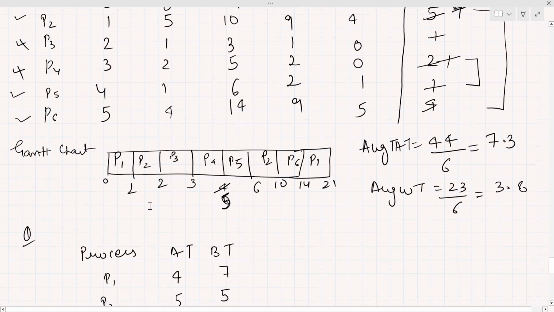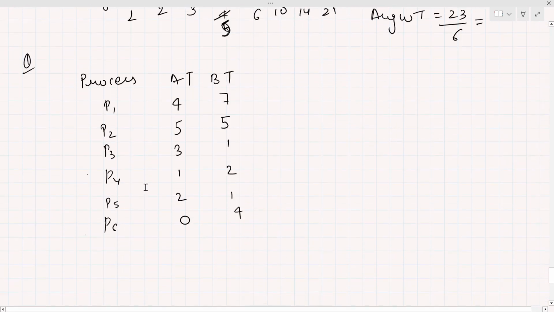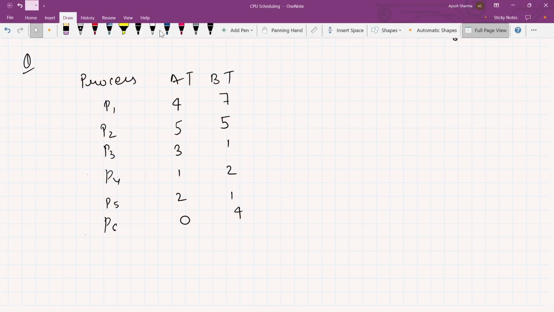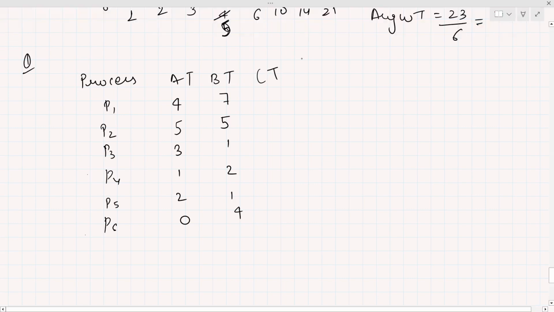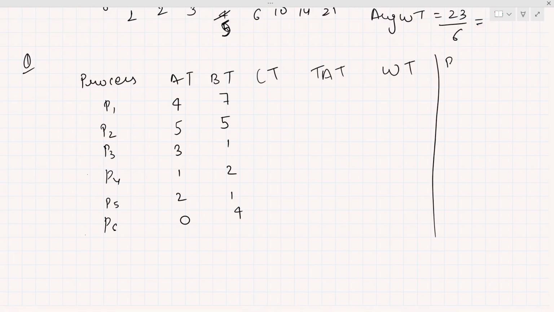Okay, now we are moving towards the next question. So the next question is, we have processes P1, P2, P3, P4, P5, P6 with arrival time and burst time. What we have to do is find the same thing, average turnaround time and average waiting time for these processes. For that, first of all we have to find out the completion time, the turnaround time, and the waiting time, and one block is for burst time calculation. So this is the question.